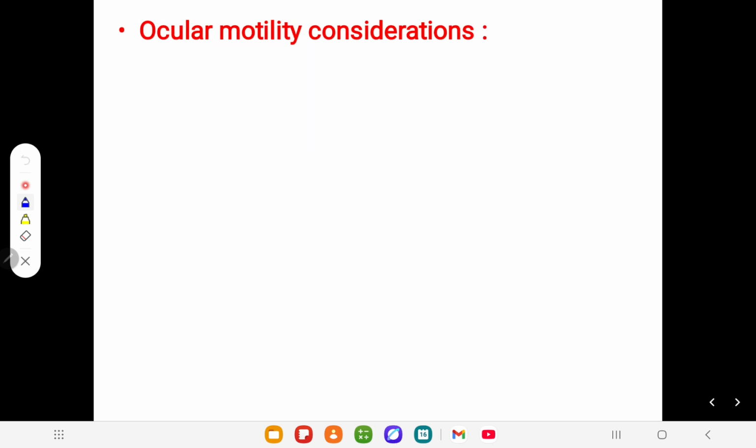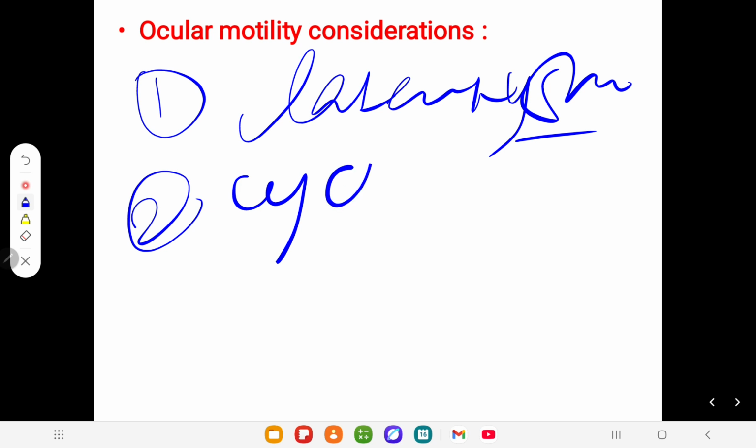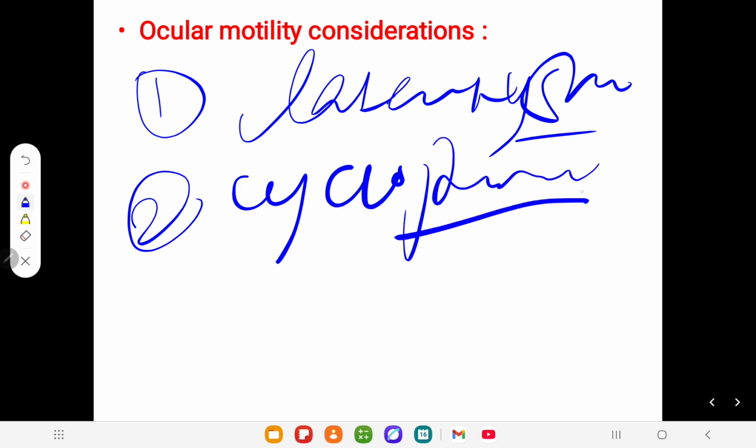Okay, so what are the conditions in which ocular motility problems are considered, in which we prefer binocular refraction? First is always latent nystagmus, isn't it? Latent nystagmus means when you occlude one eye, then definitely nystagmus increases. At that condition, binocular subjective refraction is best, because that hidden latent component couldn't be manifest, isn't it?